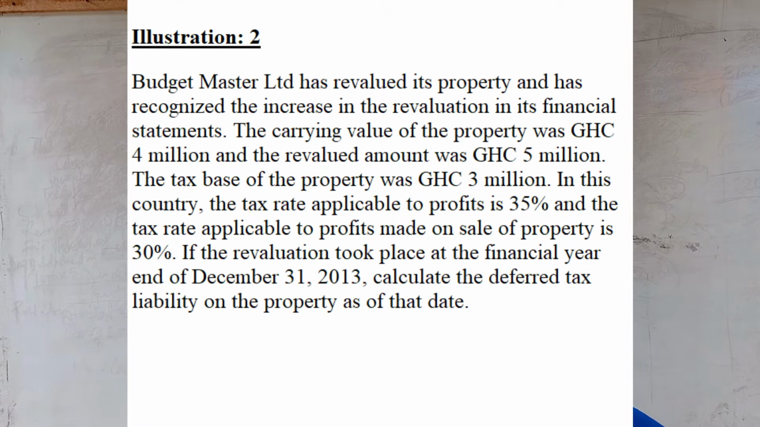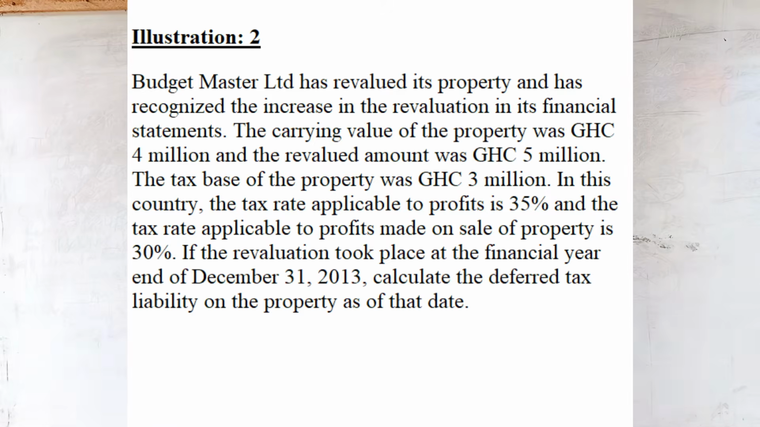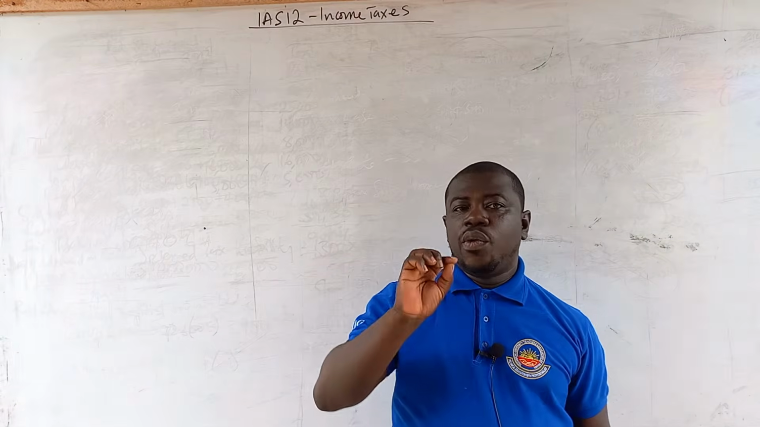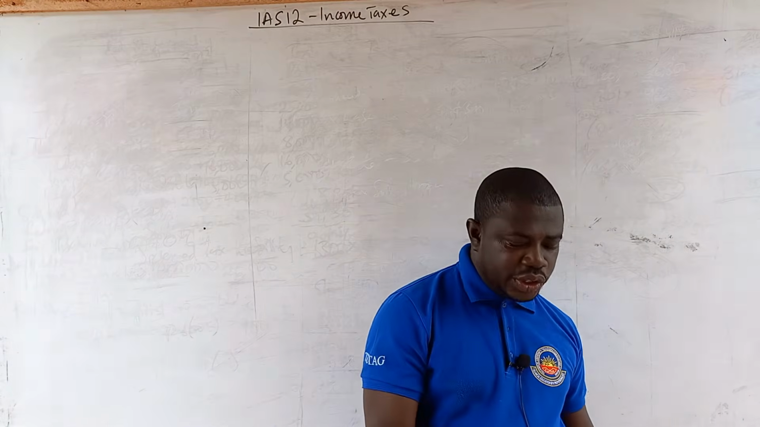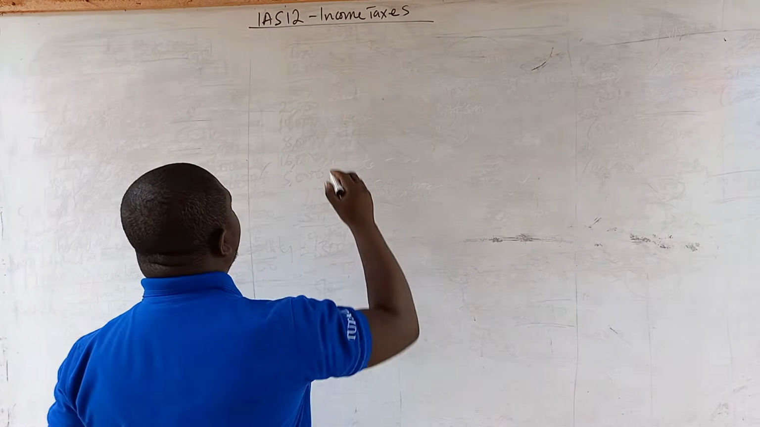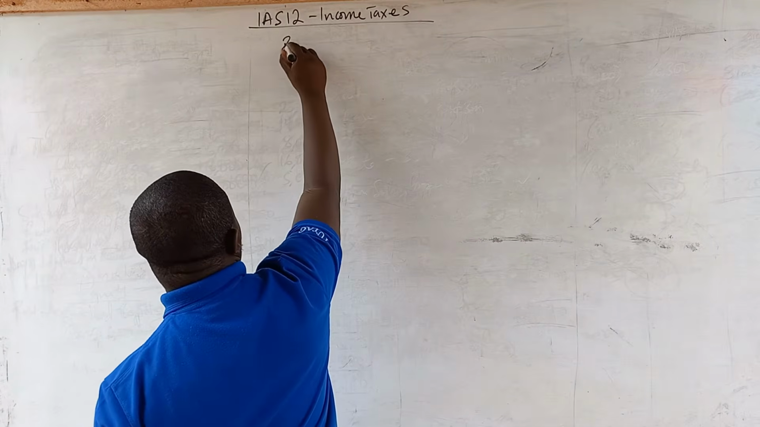If the revaluation took place at the end of the financial year, calculate the deferred tax liability on the property as of that date. All right, so this is a very simple question. When you meet a question like this, you just have to know the variables to pick. First of all, we are told that it is property.